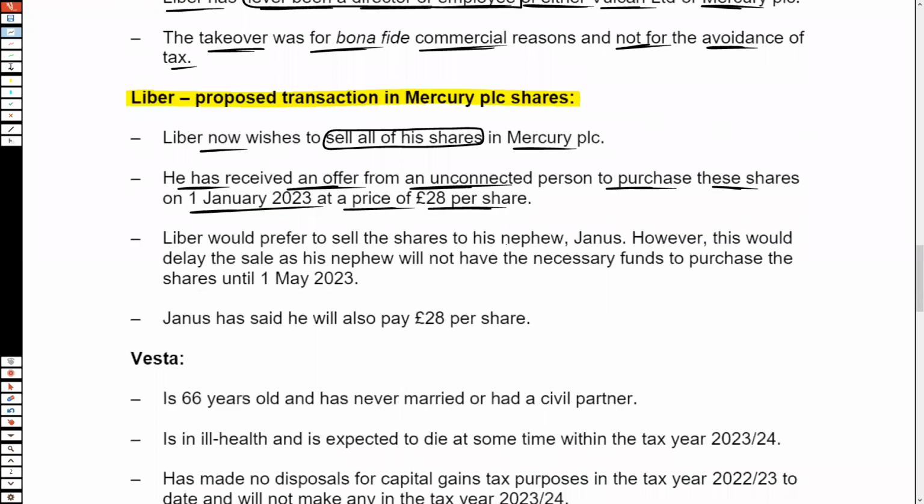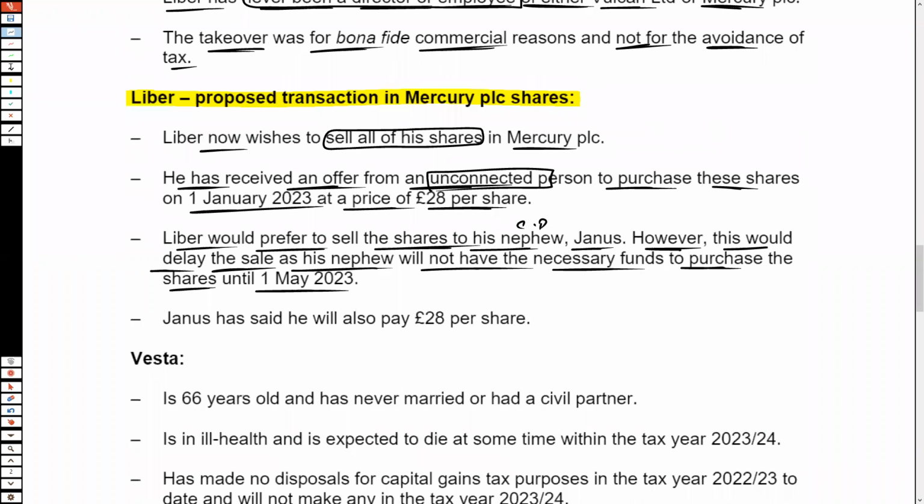LIBOR would prefer to sell the shares to his nephew, a connected person named Dennis. However, this would delay the sale as his nephew will not have the necessary funds to purchase the shares until 1st May 23. An unconnected person has offered to purchase the shares at 28 each, but LIBOR wants to sell to his nephew, who at present does not have enough cash and wants to purchase the shares on 1st May 23.